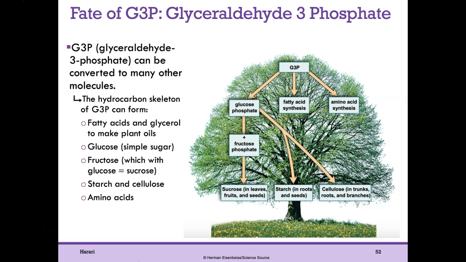So glyceraldehyde 3-phosphate can have many different fates. Glyceraldehyde 3-phosphate, also known as PGAL, right, same thing, can be turned into glucose, but also fatty acids or amino acids. So this is how plants can grow just by using the sun for photosynthesis. So remember G3P, glyceraldehyde 3-phosphate, is the same thing as saying phosphoglyceraldehyde, PGAL.